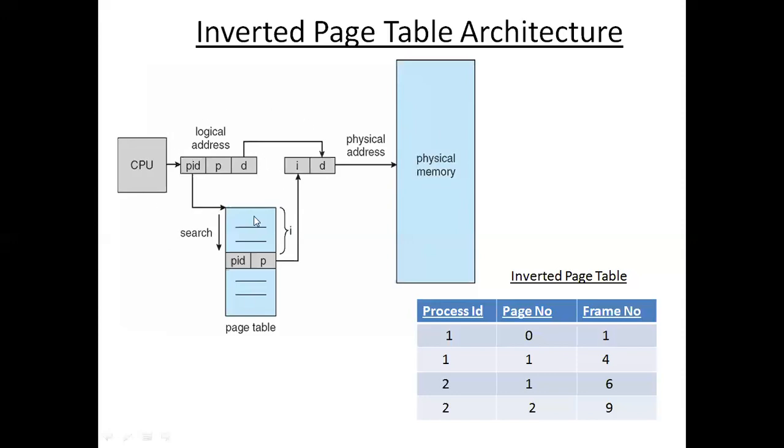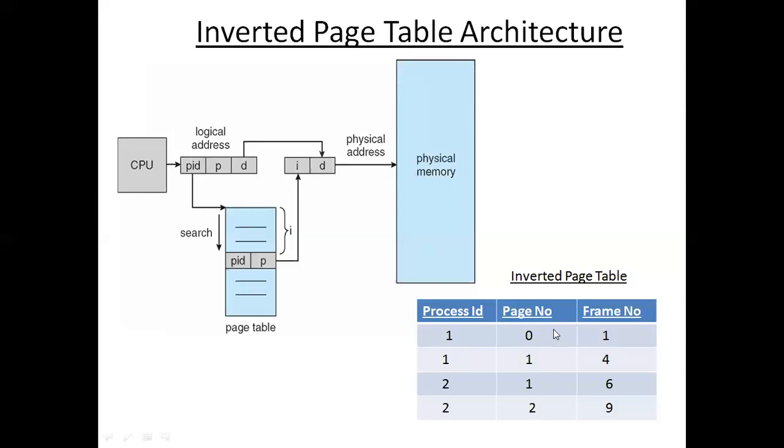Okay, here in this case, the logical address and the physical address conversion is done with the help of the inverted page table, which has the information of process ID, page number, and the frame number. Usually it was just page number and frame number. Here I'm going to have process ID also, because the page number would repeat for each of the processes.